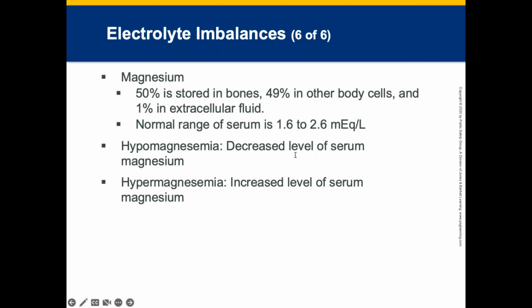Magnesium. 50% of this is stored in the bones, 49% in other body cells, and 1% in extracellular fluid. The normal range of magnesium is 1.6 to 2.6 milliequivalents per liter. Hypomagnesemia is a decreased level of serum magnesium caused by diminished magnesium absorption or intake, increased renal loss of magnesium, or miscellaneous causes such as diabetes, respiratory alkalosis, or pregnancy.